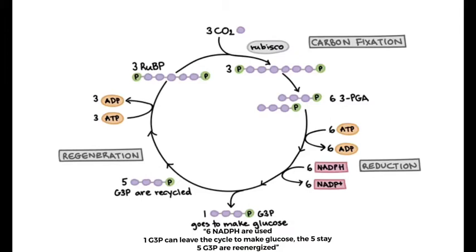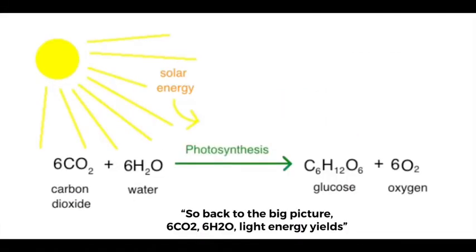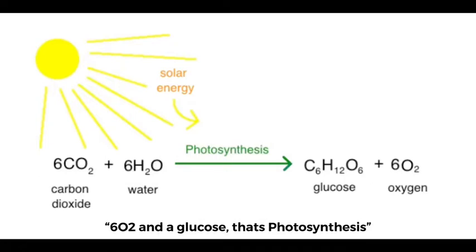6 NADPH are used. 1 G3P can leave the cycle to make glucose. The other 5 stay. 5 G3P are re-energized. So all in all in the Calvin cycle, 6 NADPH are used and 9 ATP are used. Back to the big picture: 6 H2O, 6 CO2, and light energy yield 6 O2 and a glucose. That's photosynthesis.